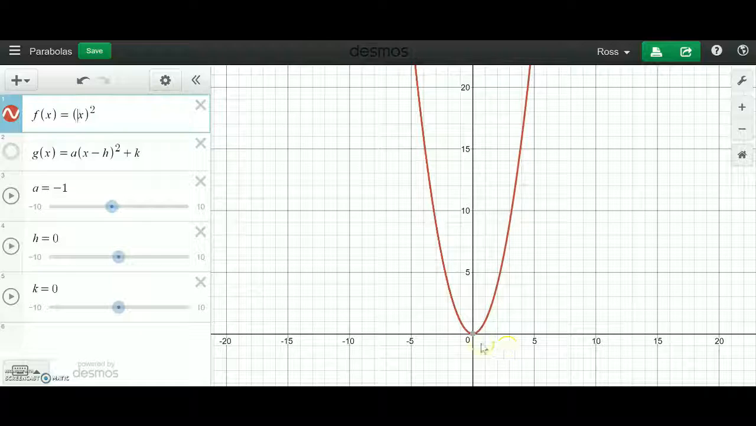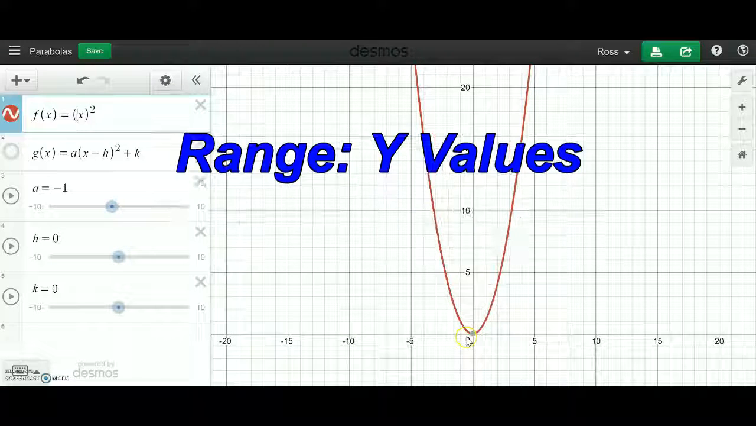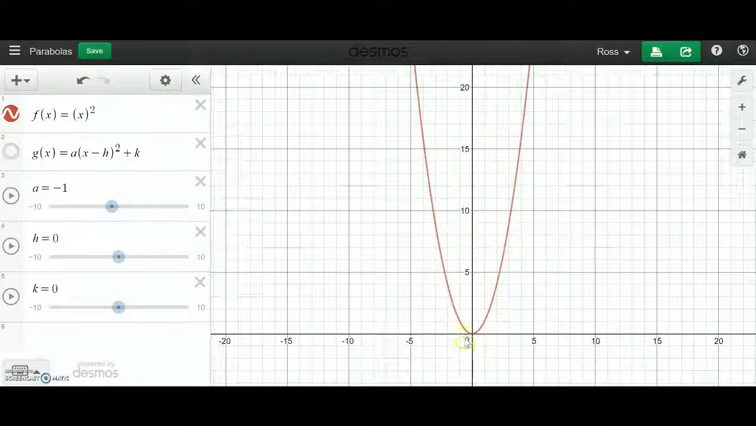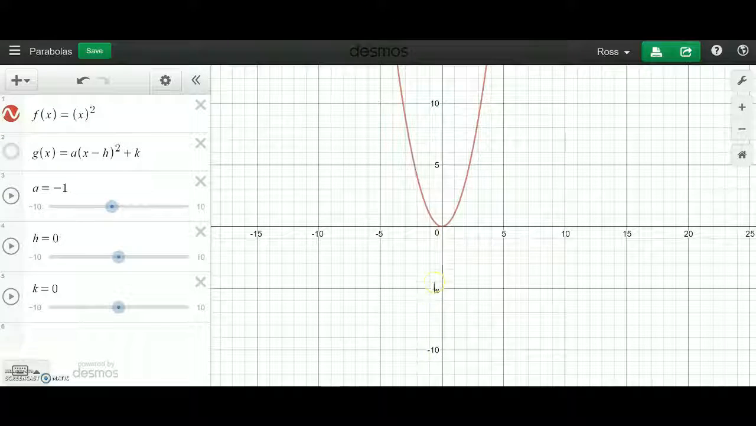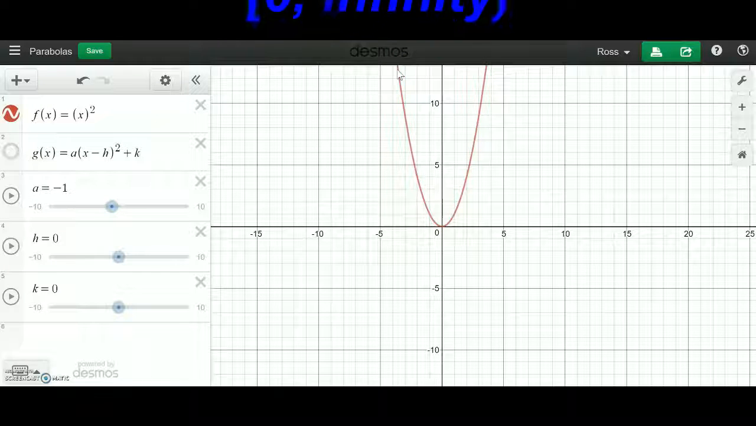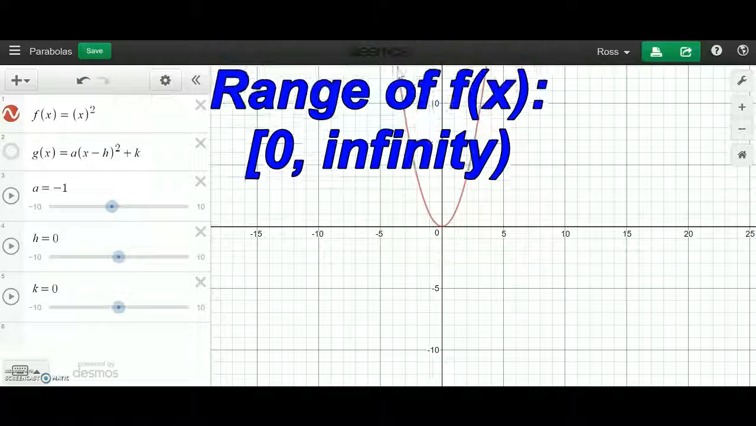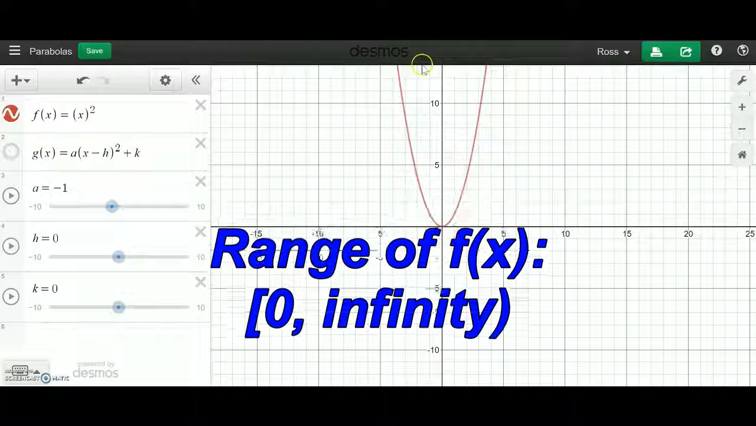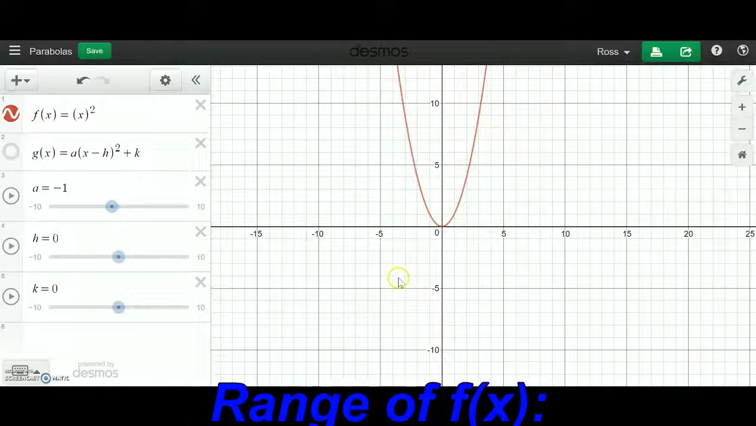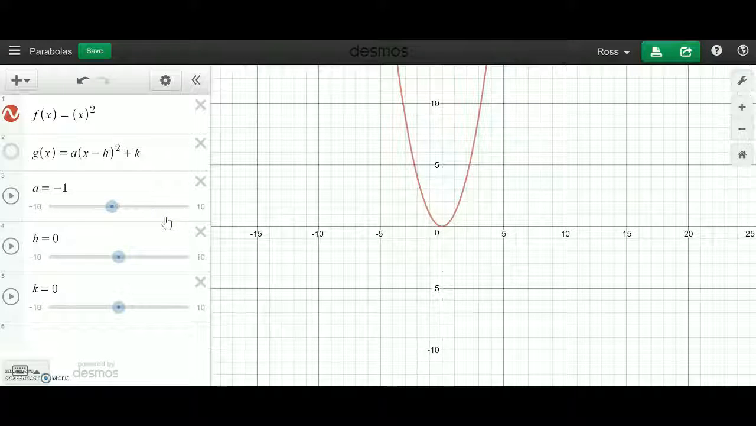The range, which is about your y values, is not all real numbers, because you'll notice here that we don't have any negative y values. We only have from 0 and positive numbers. So 0 all the way up. This function never stops increasing. So this would go all the way up to infinity, from 0 to infinity. No negative numbers. That would be the range for your parent function of a quadratic.